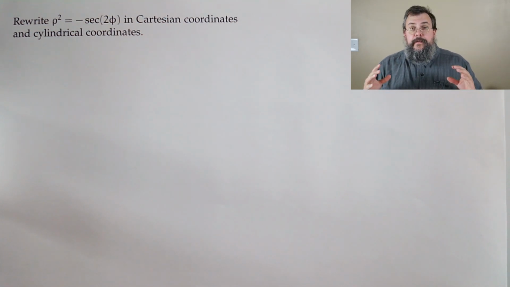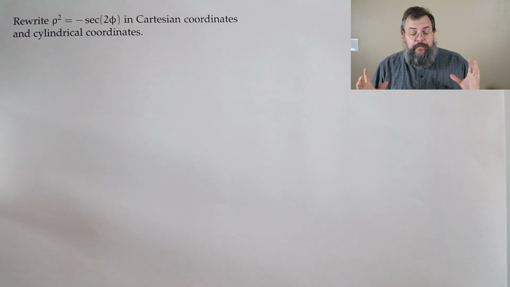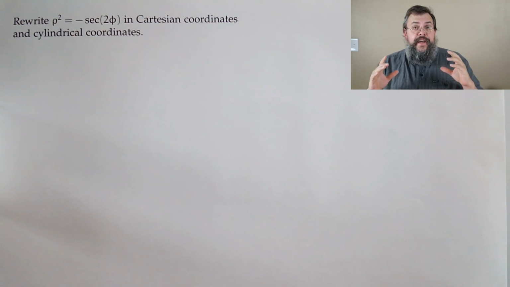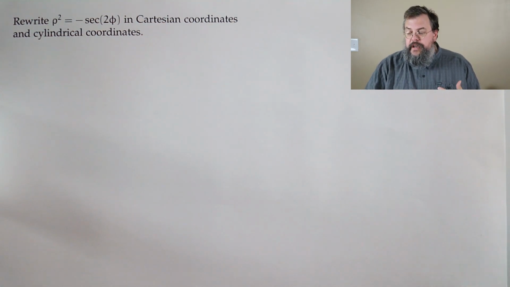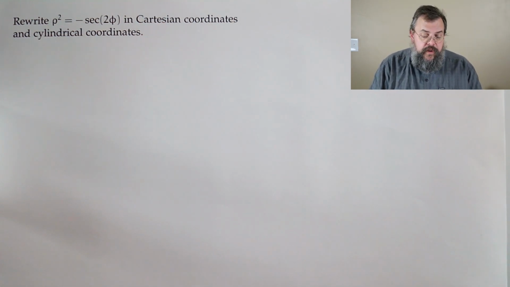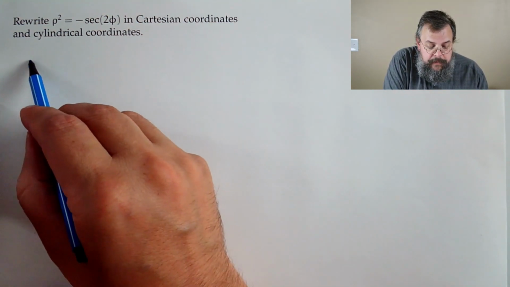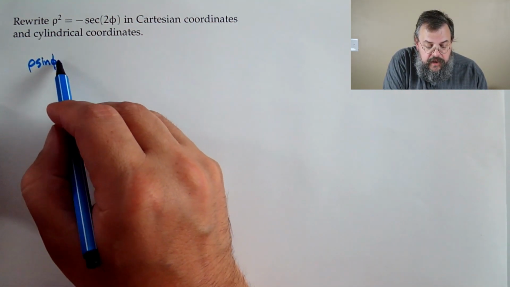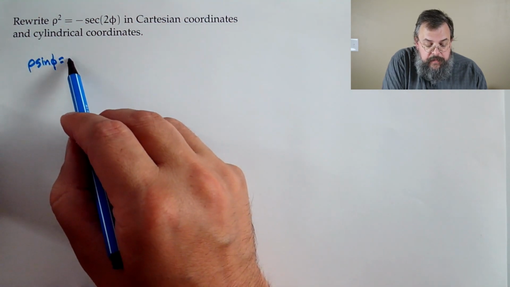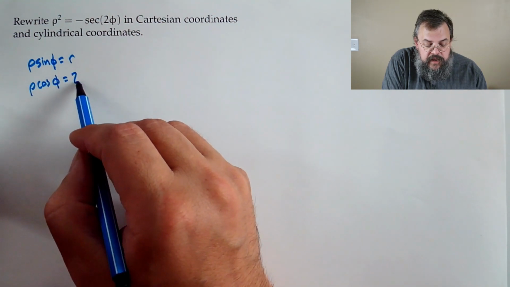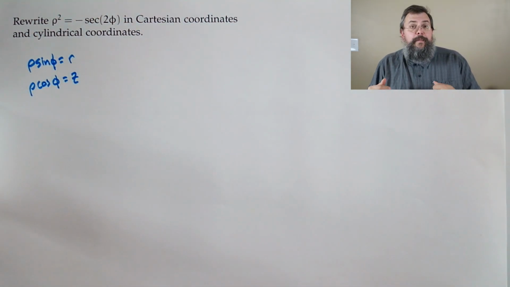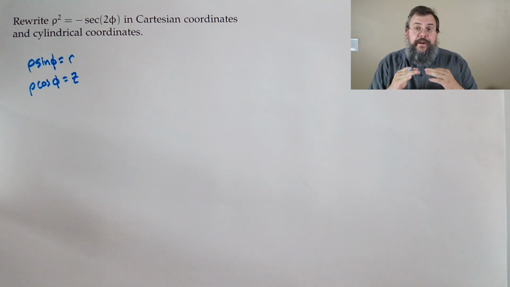Well, first off, we do see a phi, which is great. There's a catch. It's not just phi, it's 2 phi. We don't want 2 phi, because our formulas for conversion involve only a single phi. In other words, we would be happy if we saw something like rho sine phi, because we know how to handle rho sine phi. That becomes r. Or we'd also be happy if we saw rho cosine phi, because that would be z. But we aren't happy with 2 phi. So we've got to get rid of the 2.